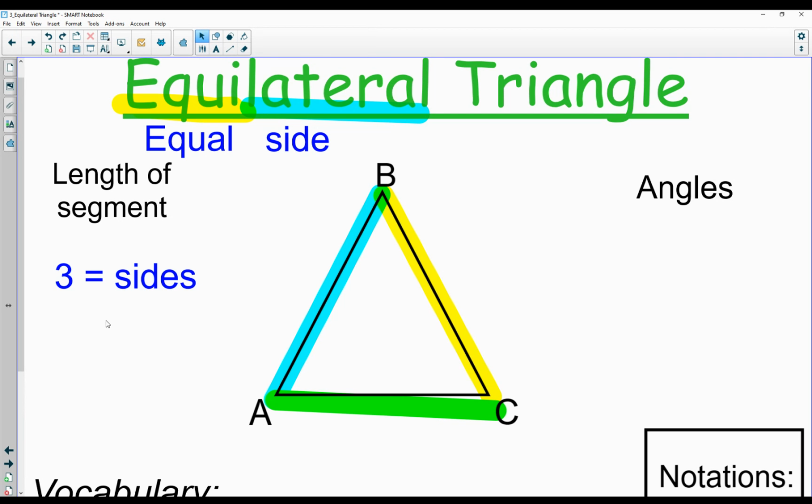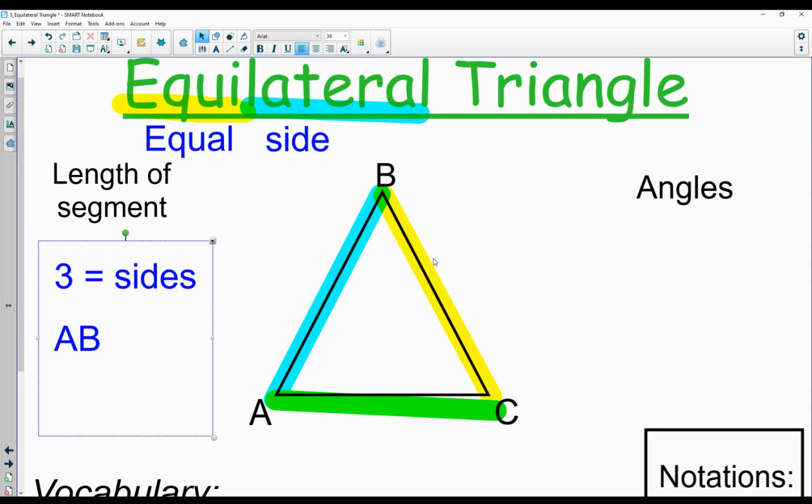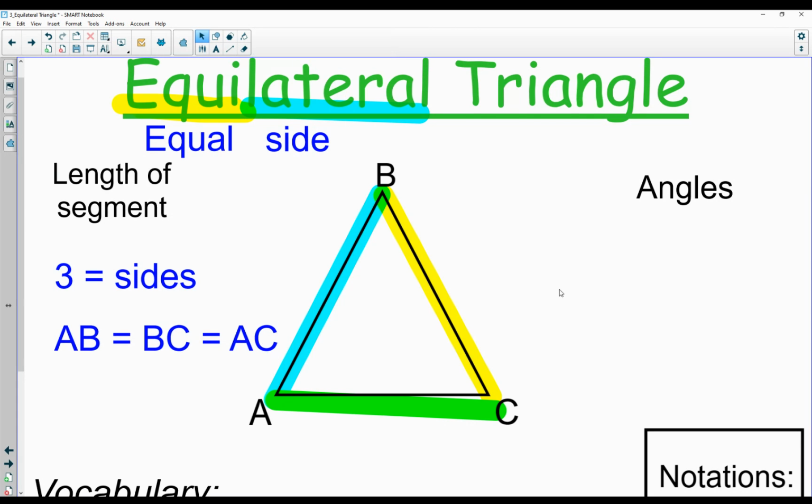So we know that those three sides are equal in length. So you can write a statement. You could write that AB equals BC, which equals AC. When you write this statement, instead of writing AB, you could call that side BA. You could call this side BC as well as CB, and the same for the last side. You can call it AC or CA.